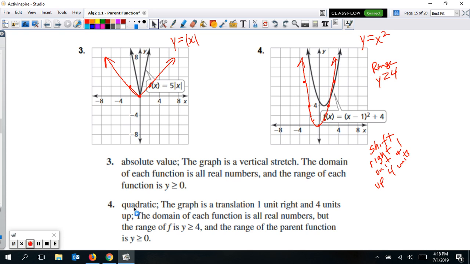Use the word quadratic. Make sure you name it quadratic for this one. Talks about the translation. There's the 1 unit right, 4 units up. Talks about the domain is still all real numbers, but the range has changed to y is greater than or equal to 4. And the range of the original one was y greater than or equal to 0. So make sure you understand that, understand why those are that way.